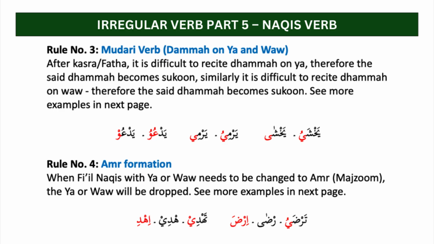This slide is laying the foundation of the naqis verb. The weakness is in the last radical, and because of that, the last radical keeps reacting to the vowel and the pattern around it. In one place, it turns into an alif. In another place, waw changes into ya. In the mudari, a heavy ending is reduced. And in the amr, the final weak letter may disappear completely.